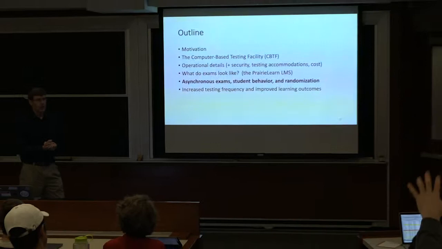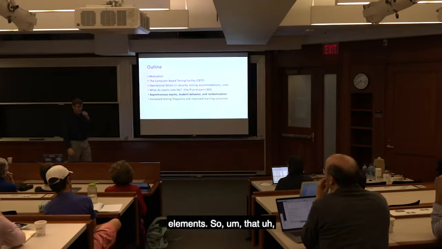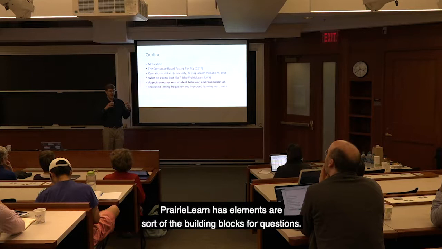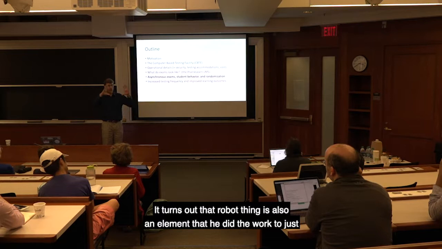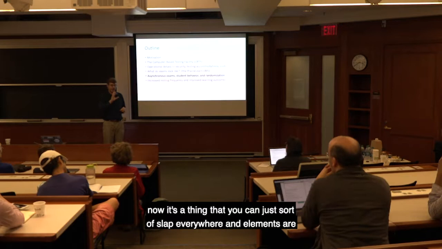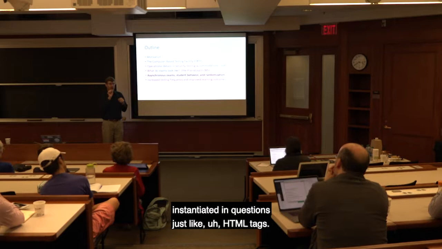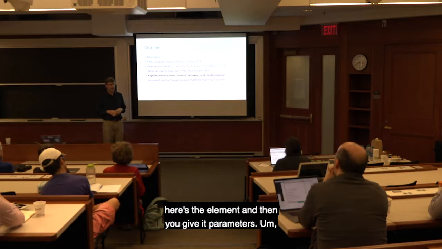So PrairieLearn is open source, and some of these things are implemented as elements. PrairieLearn elements are sort of the building blocks for questions. So an obvious element is a numerical entry field that lets you control the tolerance of what's a correct answer. It turns out that robot thing is also an element that he did the work to just sort of say, oh, now it's a thing that you can just slap everywhere. And elements are instantiated in questions just like HTML tags. You just say, here's an element, and then you give it parameters.